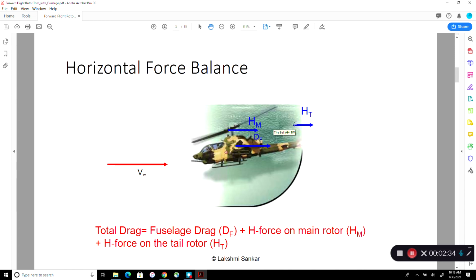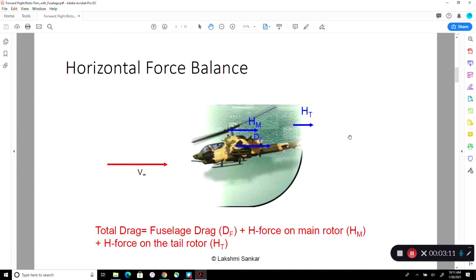And the tail likewise will have a tail H force. And of course the fuselage has got a huge amount of drag. So the fuselage here, the empennage, which is made of vertical tail, horizontal tail, the landing gear, and also the hub. This hub sometimes can produce as much drag as the rest of the vehicle. So the total drag is therefore the fuselage drag plus H force on the main rotor plus H force on the tail rotor. So the rotor has to produce the propulsive force forward to overcome all these effects.